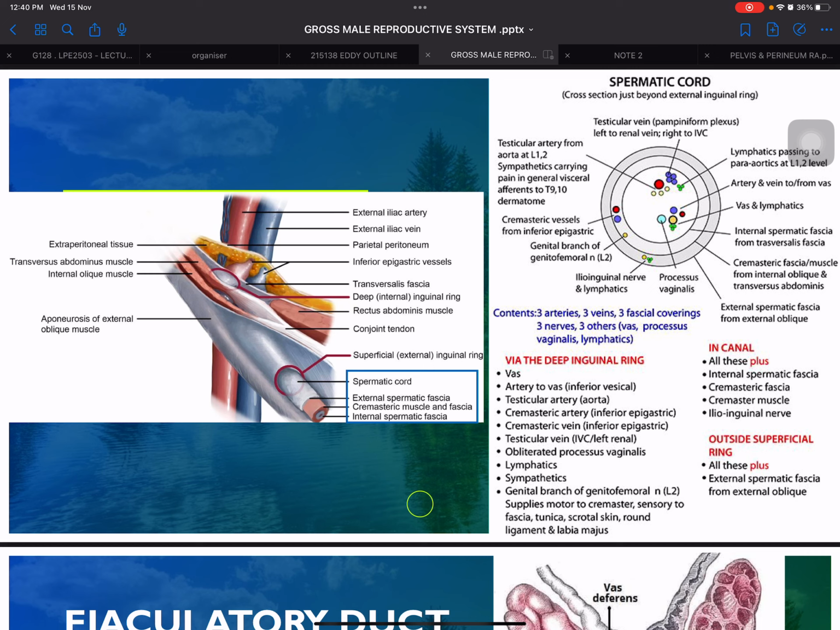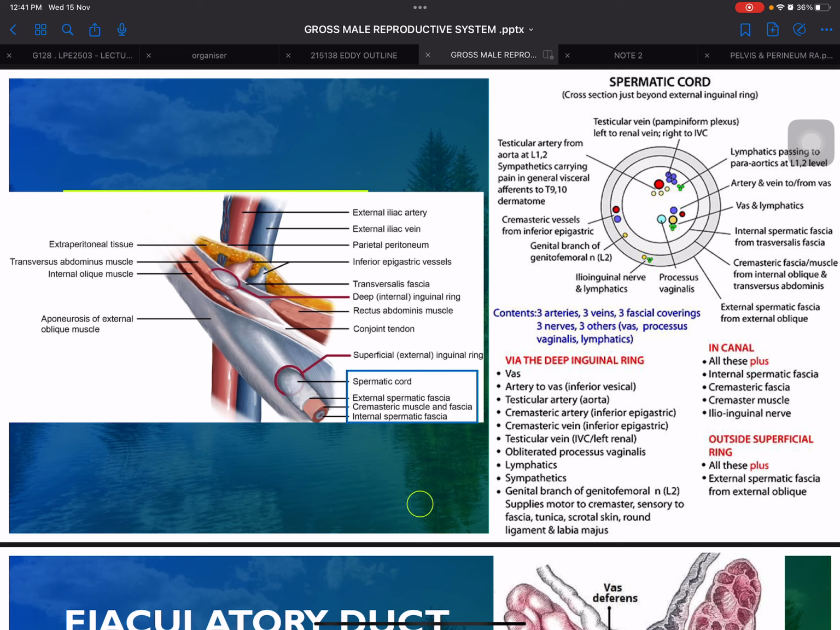Okay, about the spermatic cord, I'm afraid it will overlap with the elementary module. So these are the contents of the spermatic cord. Yeah, banyak: 3 arteries, 3 veins, 3 fascial coverings, 3 nerves. This is important during the surgery posting later in clinical cases. The surgeon might ask what are the contents of the spermatic cord.